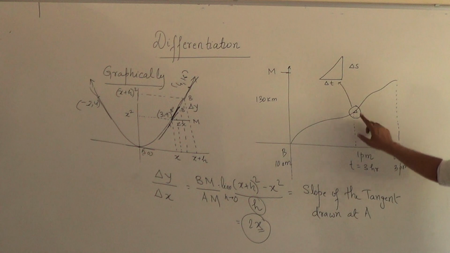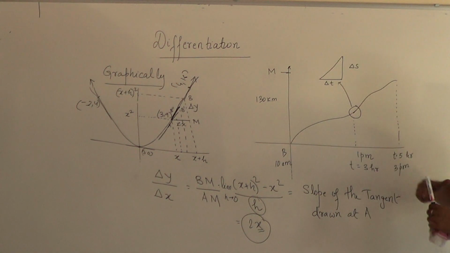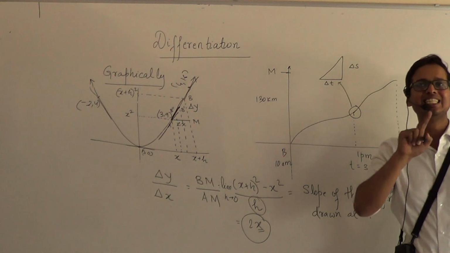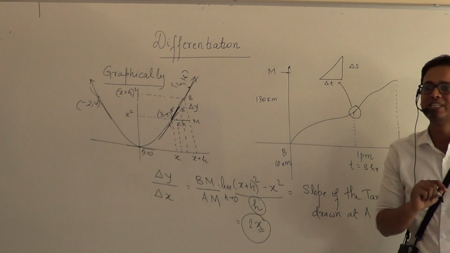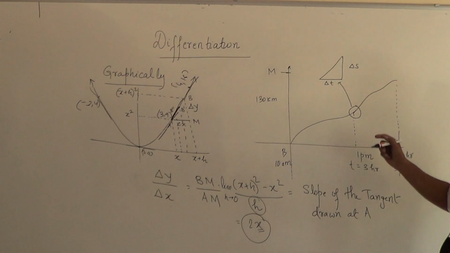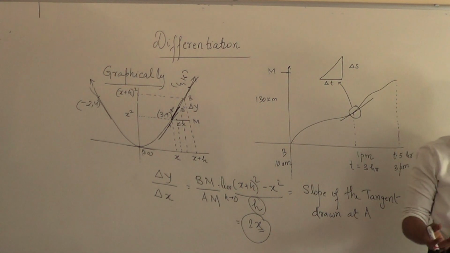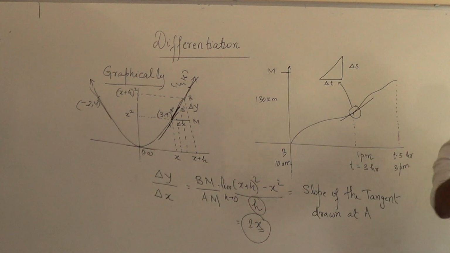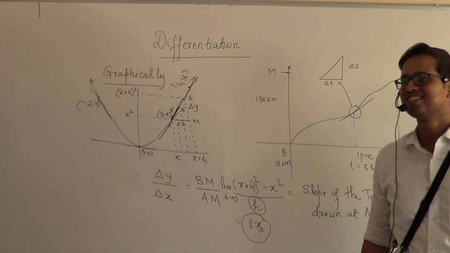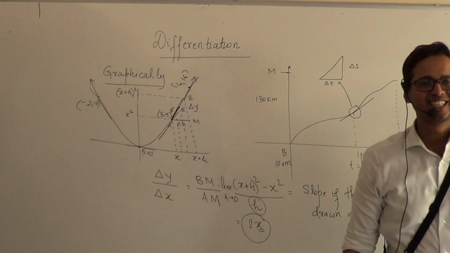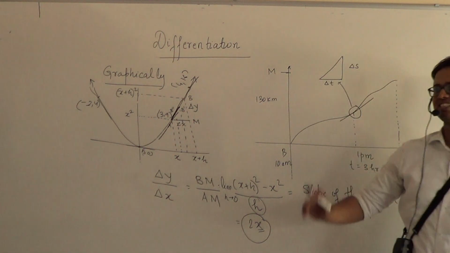If I ask you what was the velocity of your car, note the word which I used: instantaneous velocity of your car at 1 p.m. You'll say, now it is simple for me. I will draw a tangent at this point and measure the slope of that tangent, and that slope will be my velocity. Understood? Is this idea set in?